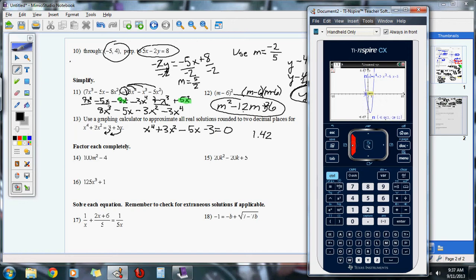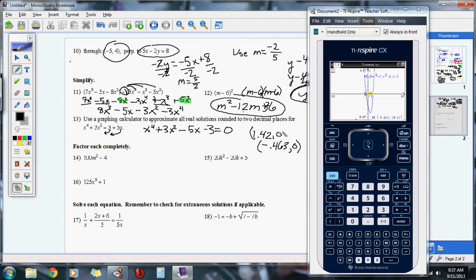Looking up here, we have the other 0, and the other 0 is negative 0.463. Now, if you want to write those as x-intercepts, that's fantastic. We would just take those values and do comma 0 with them. Or it is just asking for solutions, so what we can do is put a solution set out there. So 1.42, comma, negative 0.463. Just no notation. It's very important. These are just 2 solutions, not an ordered pair. These are 2 ordered pairs that represent the solutions, x values for this problem.